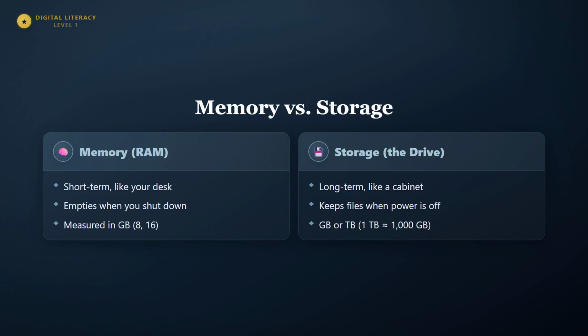Storage, the drive, is long-term, like a filing cabinet. It keeps your files when the power is off. More storage holds more files. It's measured in gigabytes or terabytes, and a terabyte is about 1,000 gigabytes. Memory is the desk. Storage is the cabinet.